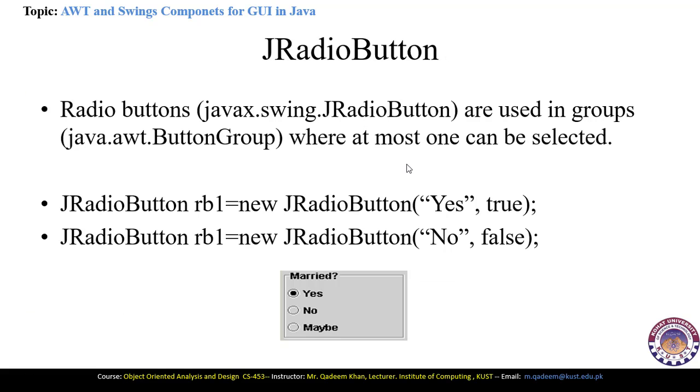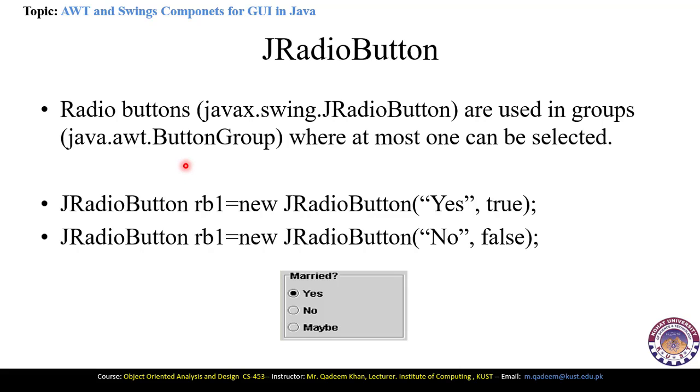The next important control that we will cover here is the JRadioButton. The JRadioButton is used to select one option out of many. JRadioButton resides inside the javax.swing package, which implements all the JRadioButton classes, and these are used to group with java.awt ButtonGroup. So first we have to define the ButtonGroup, and then inside the ButtonGroup we will add the JRadioButtons, so that the group will be defined.